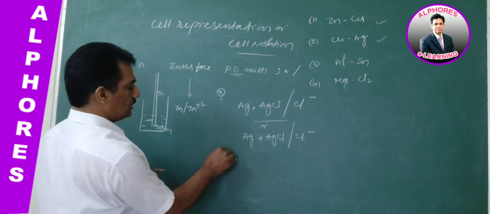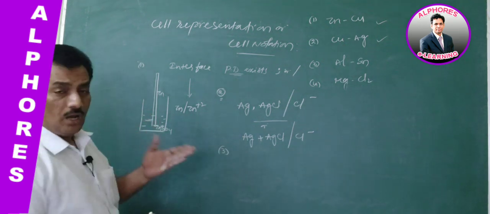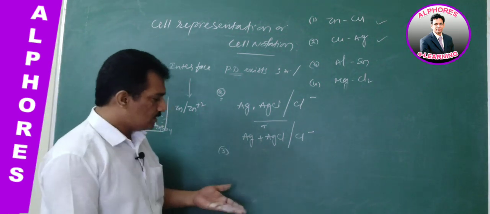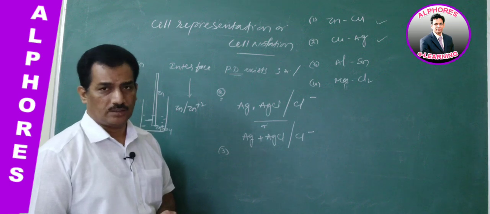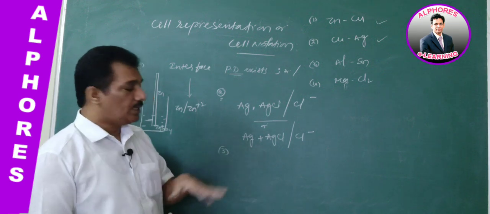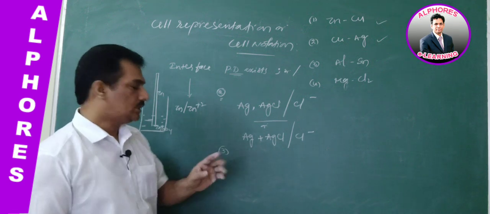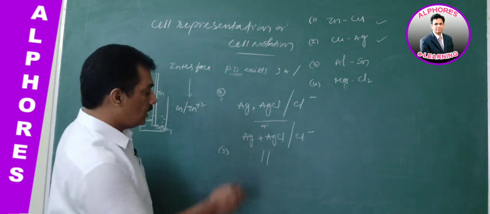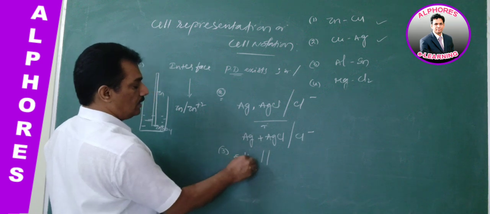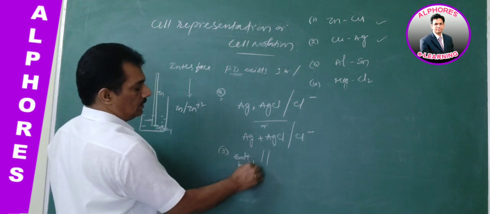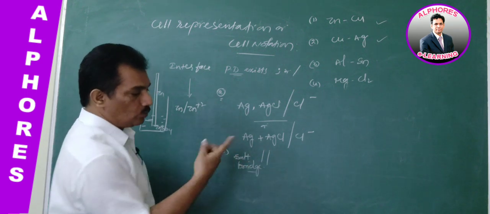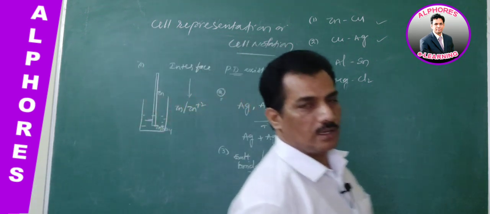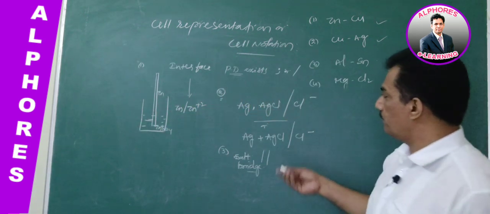And third one is nothing but, already we know, in the previous session we discussed about the salt bridge. So how to represent that salt bridge? Simply by two parallel lines like this. Salt bridge is represented with two parallel lines. Clear? And next, the fourth one.